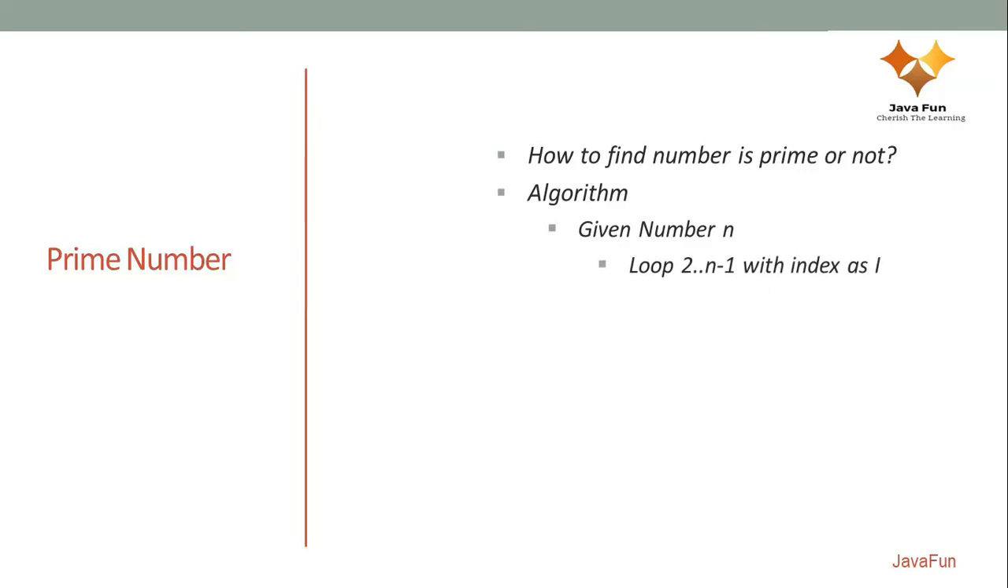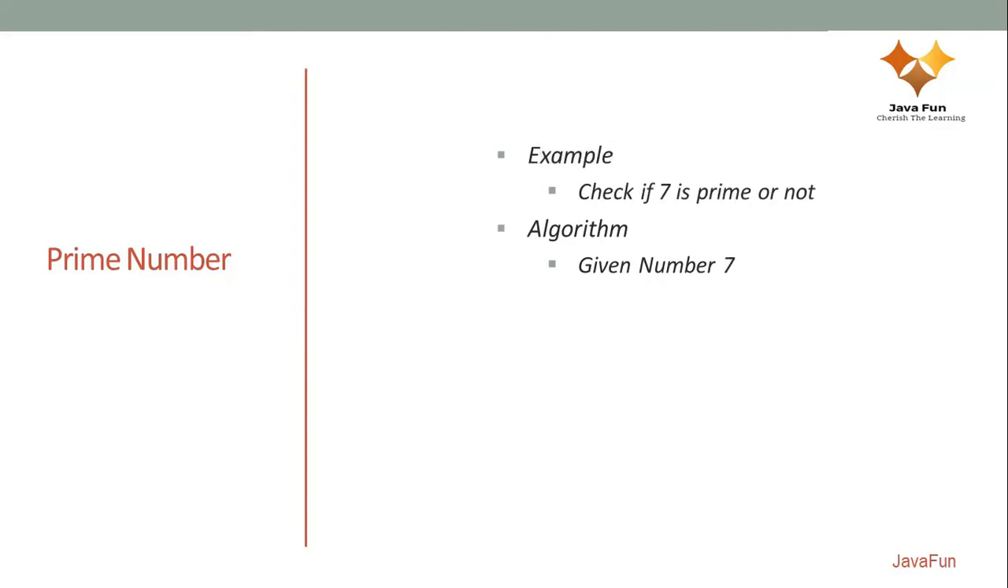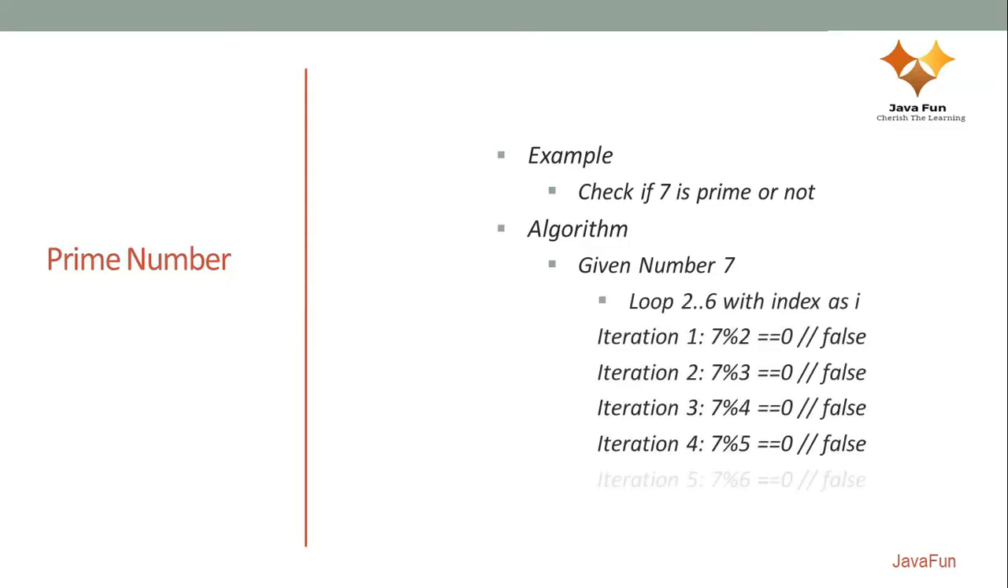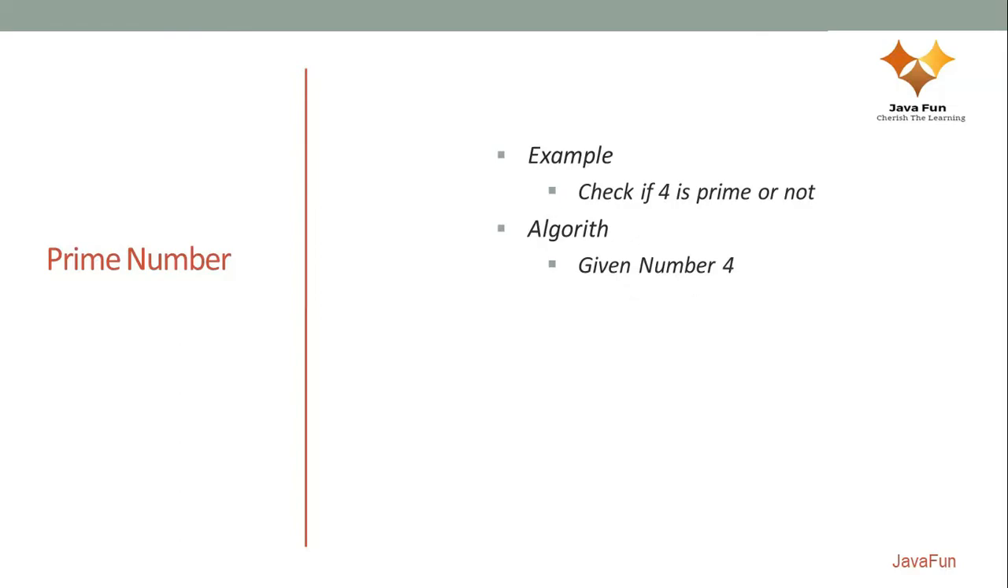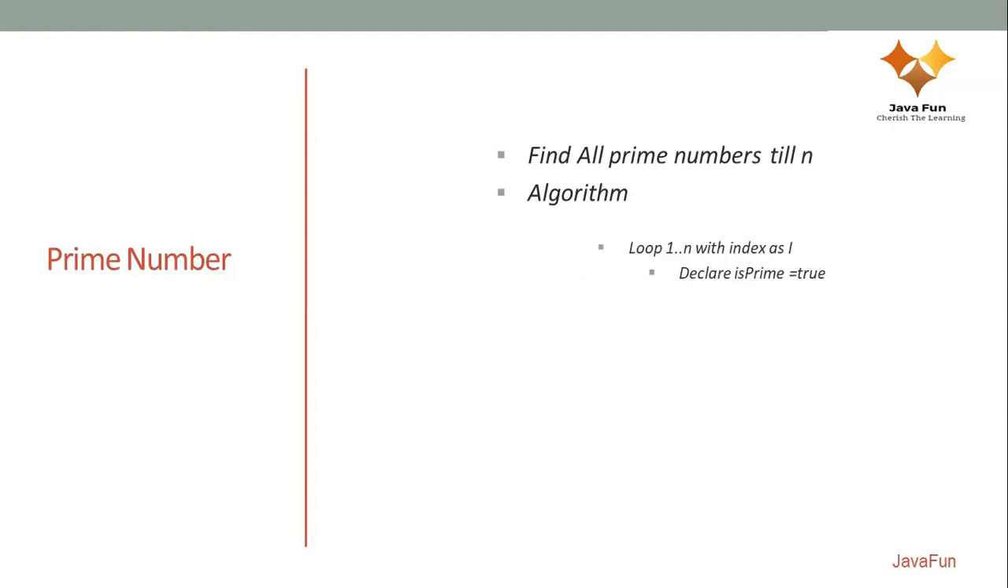So loop from 2 to n minus 1 with the index as i, and check n mod i. If you get 0, then that number is not a prime number, else the number is prime. Let's take an example of 7 and loop: 7 mod 2, 3, 4, 5, 6. You don't get a zero remainder, so 7 is a prime number. And if you take 4, loop from 2 to 3, you get a 0 remainder when you divide by 2. So 4 is not a prime number.